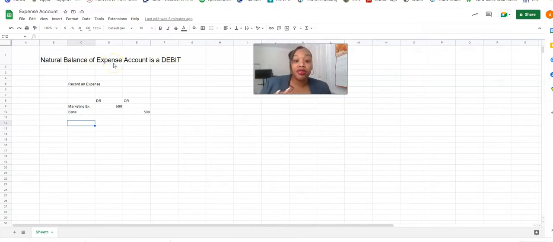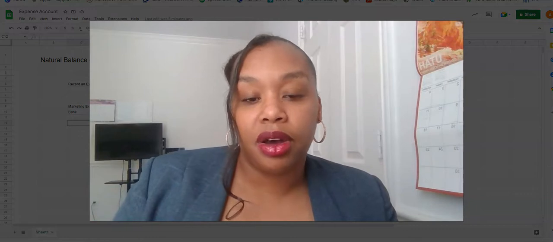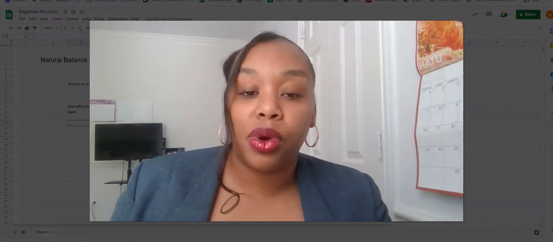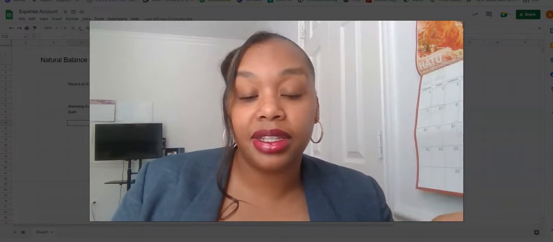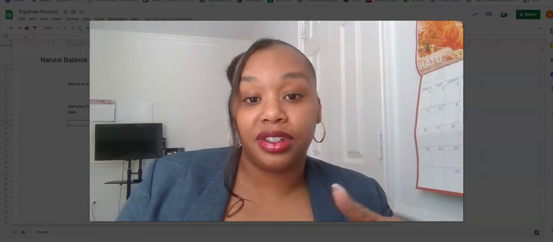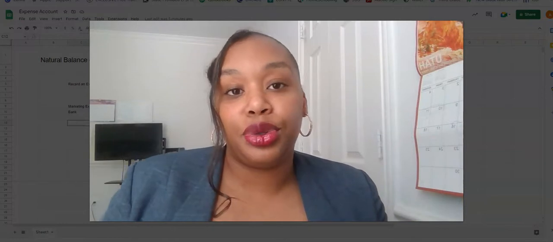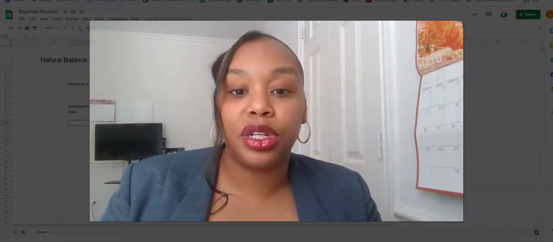So if you receive a refund or a credit for any of the expenses, that is going to reduce your expense account. All right. So I'll get into depth about equity and all that another time. But right now I wanted you to know that the natural balance for expense is going to be a debit. Every time that you need to increase it, you're going to use a debit, and anytime that it needs to be decreased due to a refund, or a mistake, you would do a credit. All right.